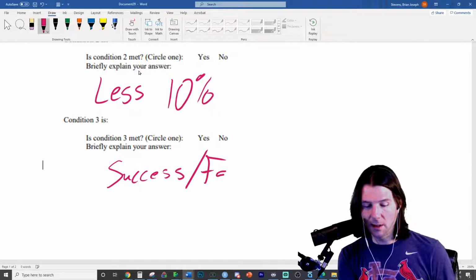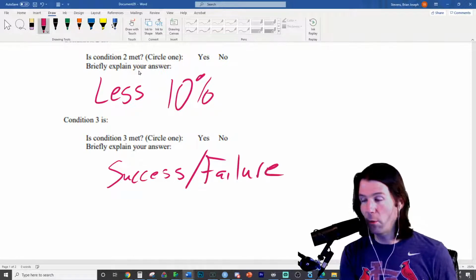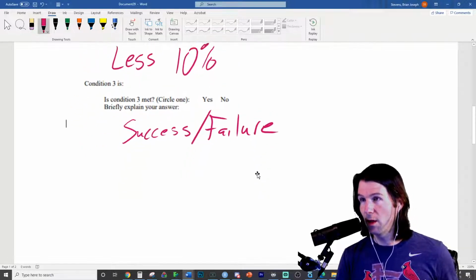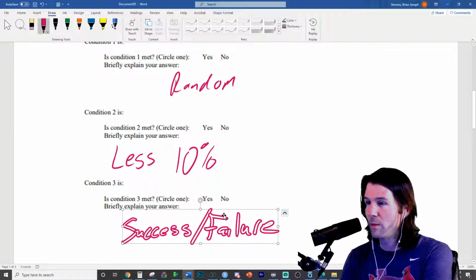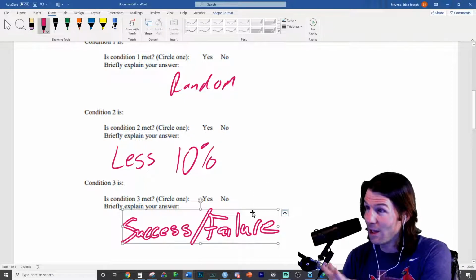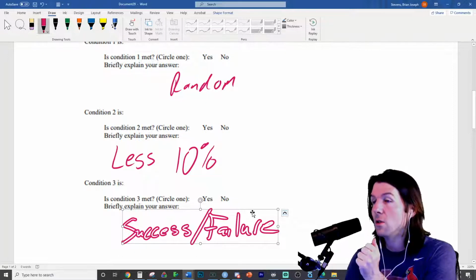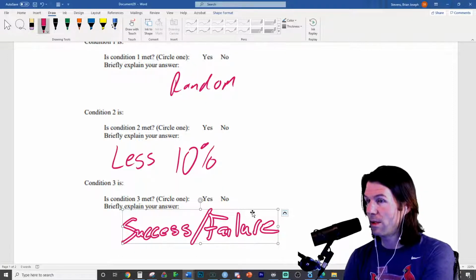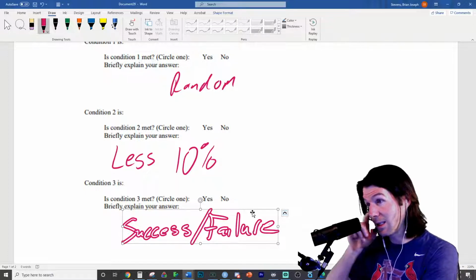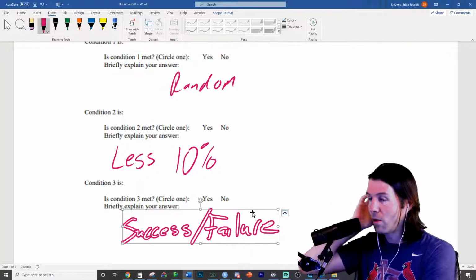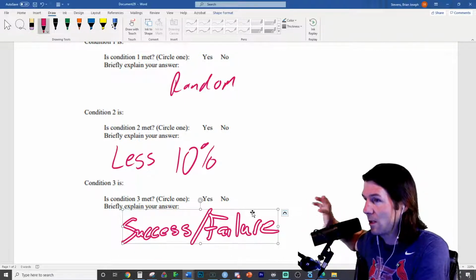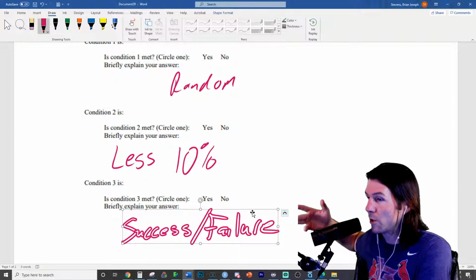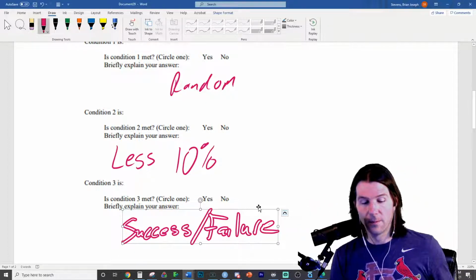I do want to make it abundantly clear that these three conditions are the same conditions for confidence intervals. This one's done a little bit differently, but it's the same condition. Hint, hint, hint. So for random, we randomly sample less than 10%, and for success failure, we need at least 10 successes and at least 10 failures. This is only for categorical data, and we're dealing with proportions right here, so that's when we use success failure.